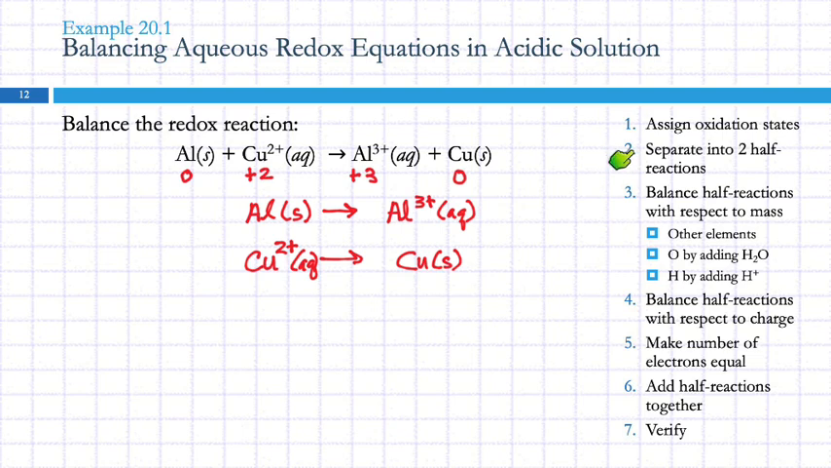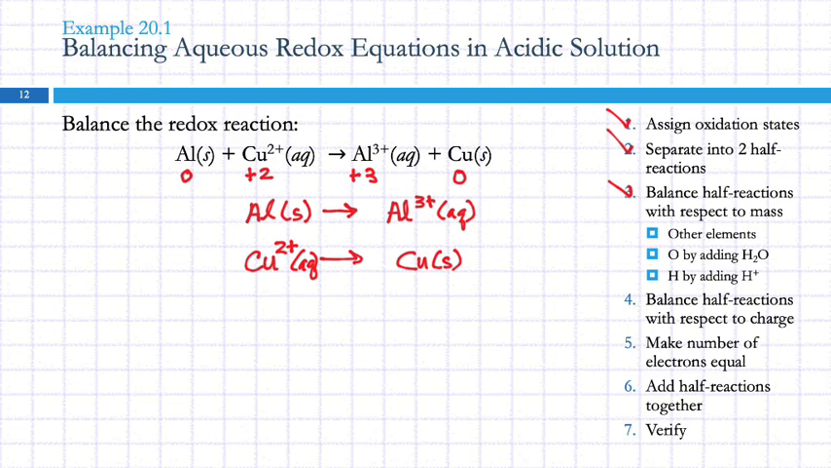Separate into 2 half reactions. Done. Balance the half reactions with respect to mass. Well, 1 aluminum, 1 aluminum. It's already balanced. 1 copper, 1 copper, already balanced. Actually, let's check these off.